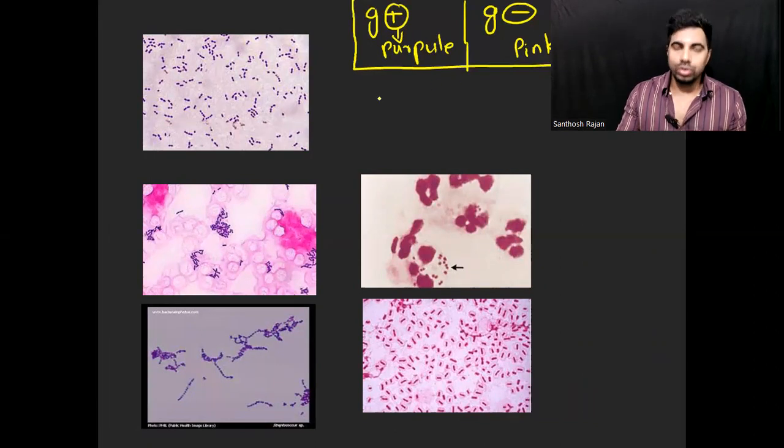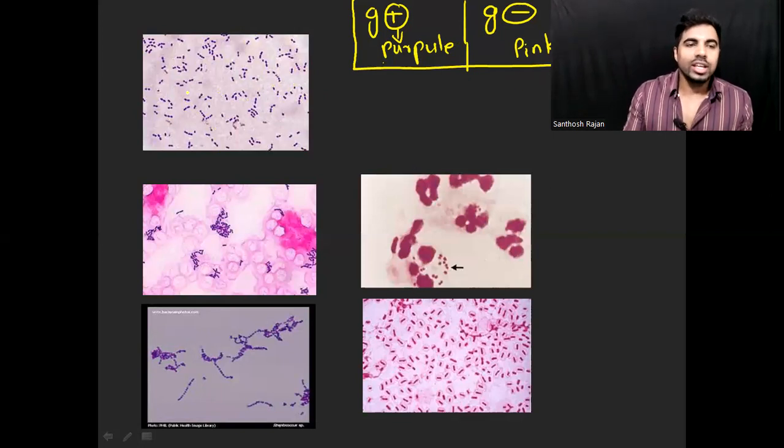Okay. Now we have to do something. What are the possibilities? You can have either gram positive cocci or bacilli, gram negative cocci or bacilli. Okay, that's the clue.